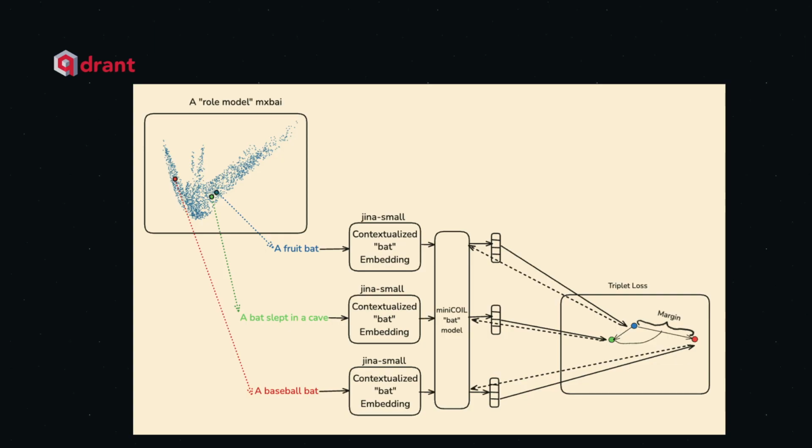So what we do first is we're going to have that role model, which is mixed bread AI. And then down here, we've got Jina small models. So what we can do is basically take the contextualized embedding and then project it down to 4 dimensions. How do we project it down to 4 dimensions? We're going to use triplet loss.